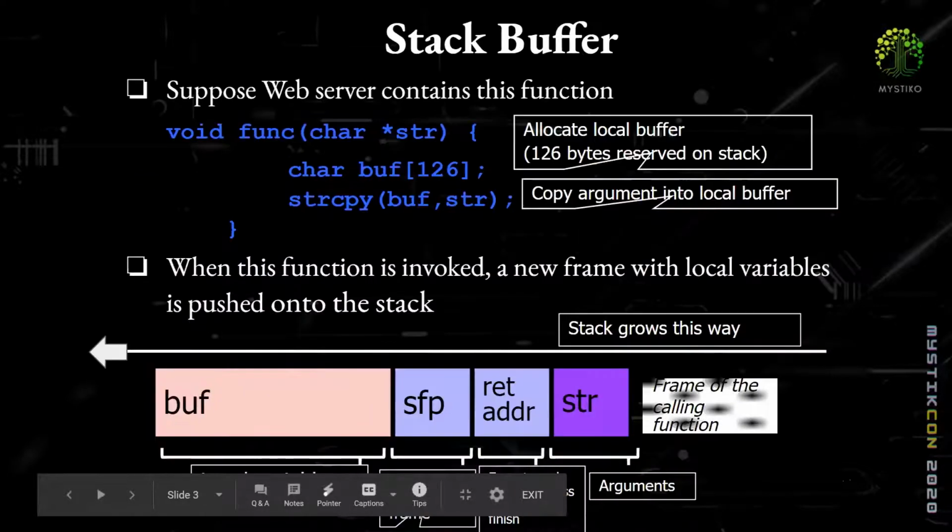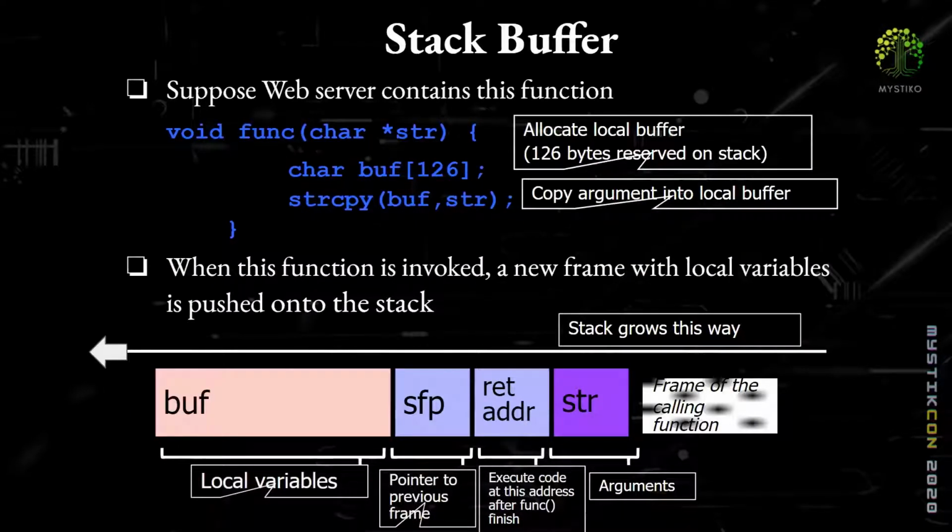So this will be the return address, that is, after the new function func is executed, the control flow will be returned to the address pointed to by the return address pointer. Then we have the SFP or the saved frame pointer that points to the previous stack frame, that is the stack of the calling function, a pointer to the previous frame. And then we have the local variables of the current function, say the buffer that is of 126 bytes.